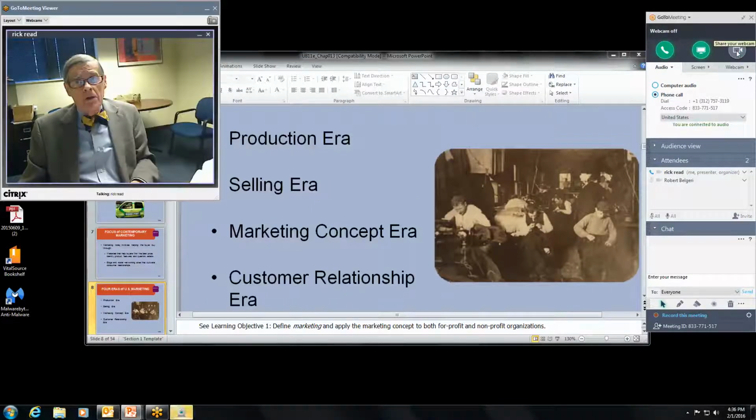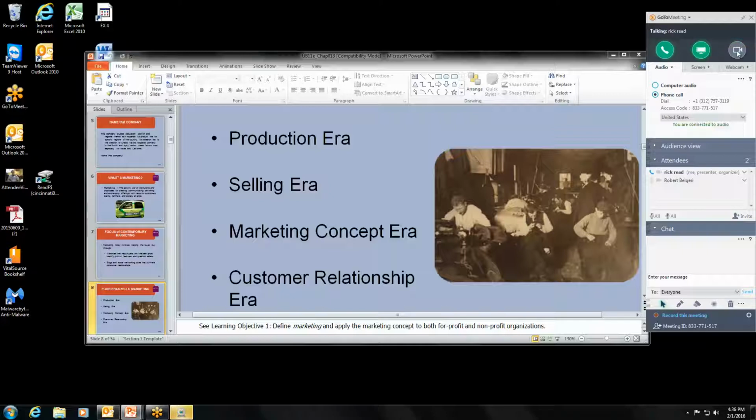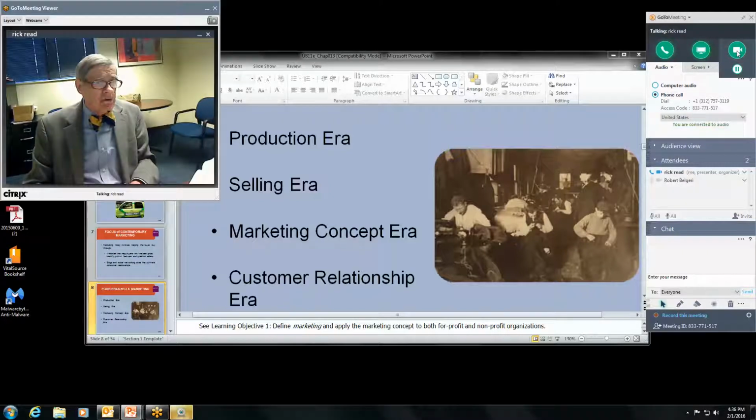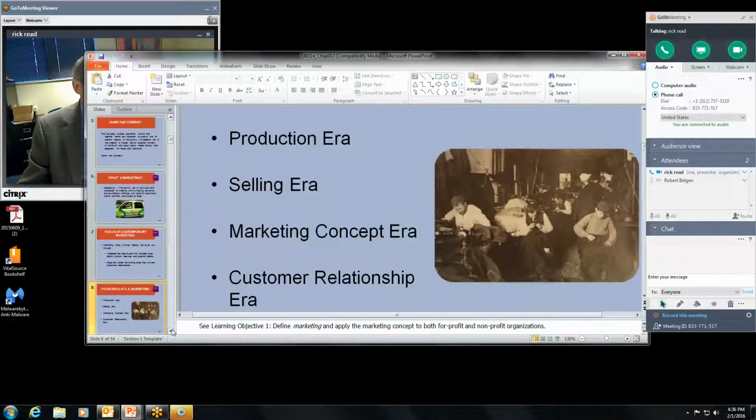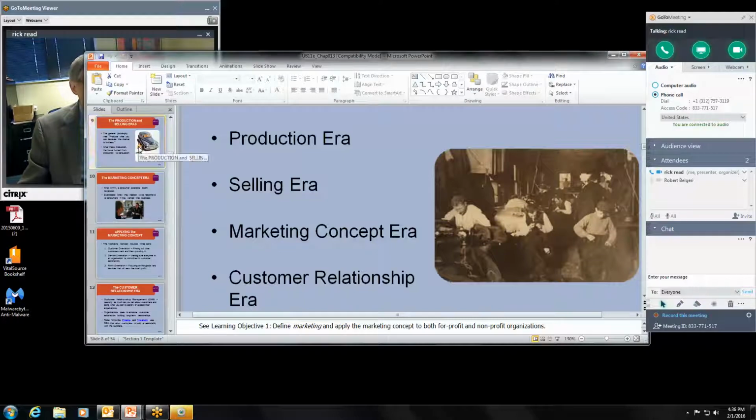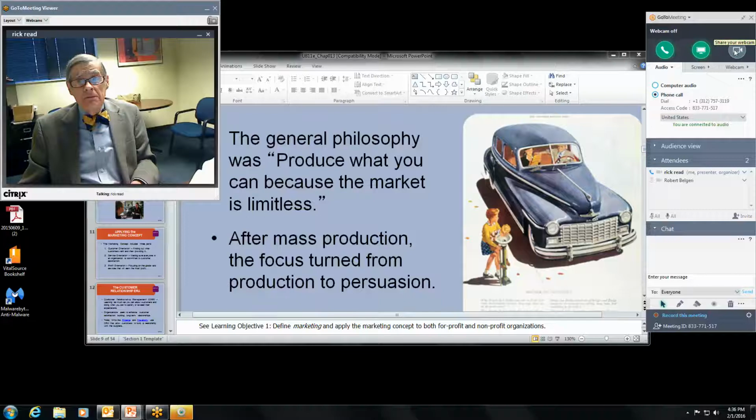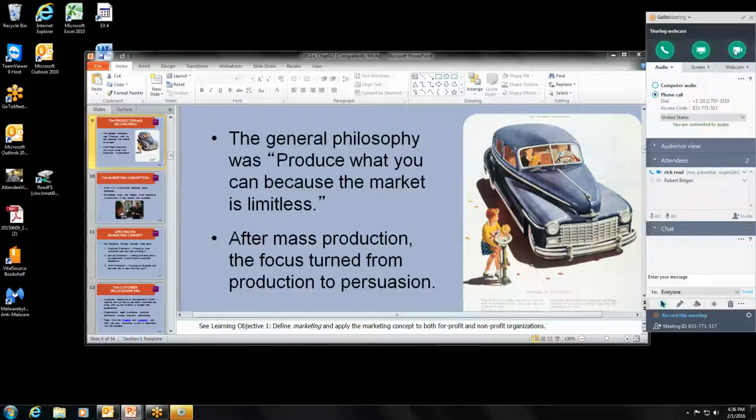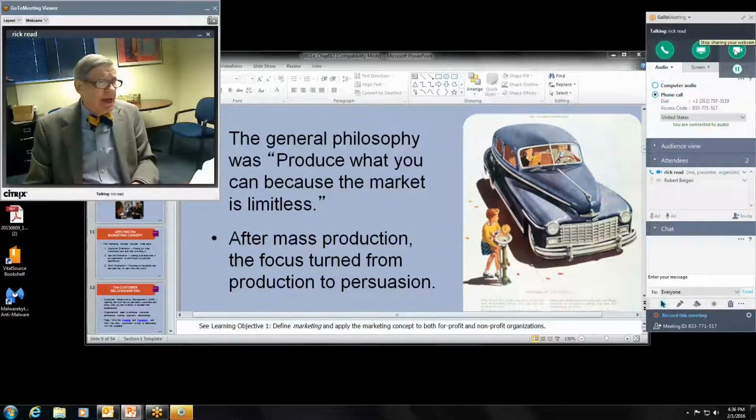Marketing has gone through a number of, as the text refers to, eras: production era, selling era, marketing concept era, and customer relationship era. And we're going to talk a little bit about these so we have some idea of the history that we have gone through in various eras of marketing. And what you should see, and I think you will see and understand, is that in days gone by, marketing was a lot different than what we see today.